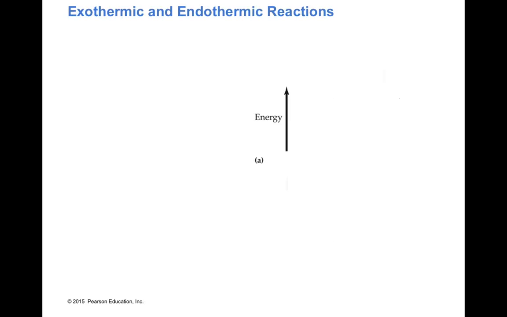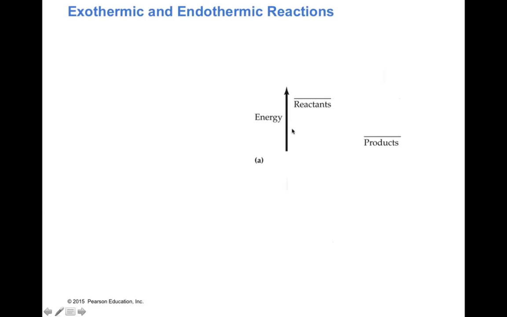Some reactions release energy while others absorb energy. The arrow represents the direction in which energy increases. So in this area, this is the lower energy, and here we have a higher energy. Let's say that the reactants have this amount of energy and that the products have this amount of energy. So the products have less energy than the reactants.